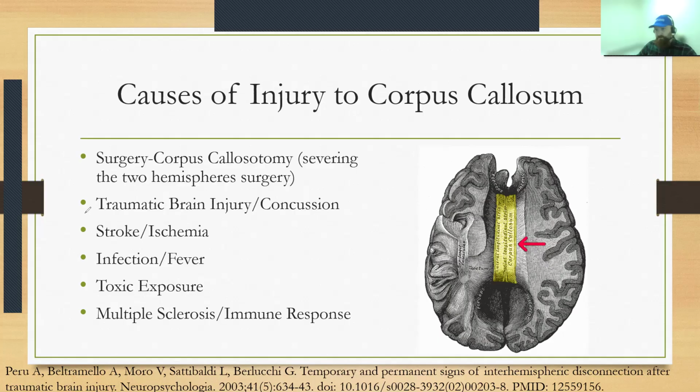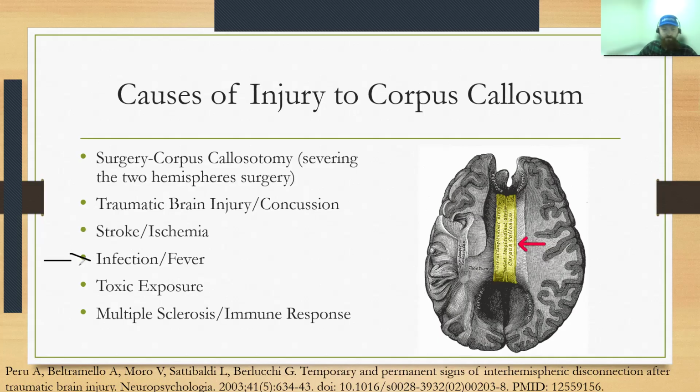Other ways that the corpus callosum can be injured. Traumatic brain injury or concussions can damage the corpus callosum, especially those rotational forces. Maybe not just a direct blow, but maybe a twisting blow, something along the lines of what they call diffuse axonal injuries, where it's not just a direct blow, but maybe it is a rotational force. Also, stroke and or ischemia. So maybe there's oxygen starvation, either via stroke or maybe carbon monoxide poisoning. That can cause damage to the corpus callosum as well as the rest of the brain.